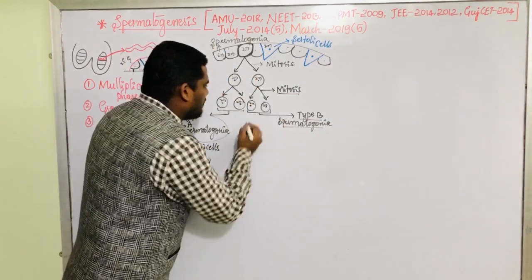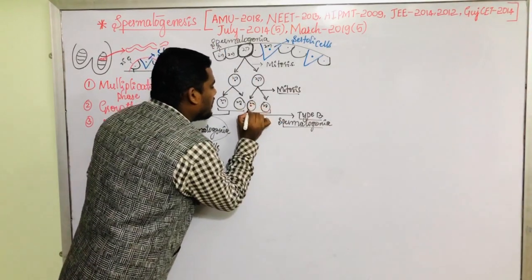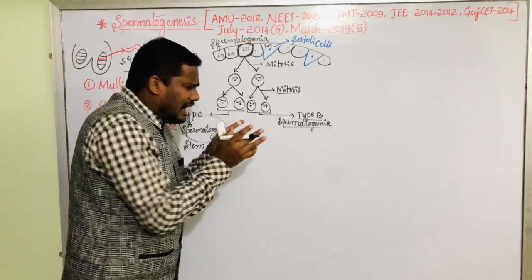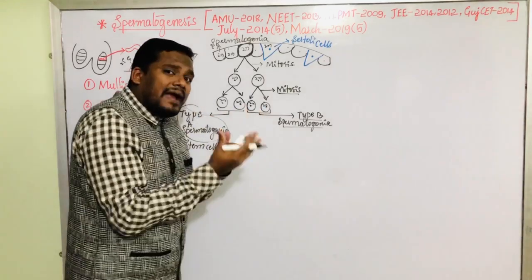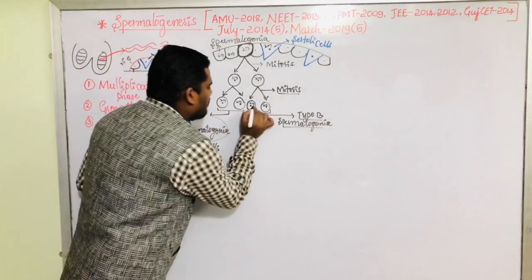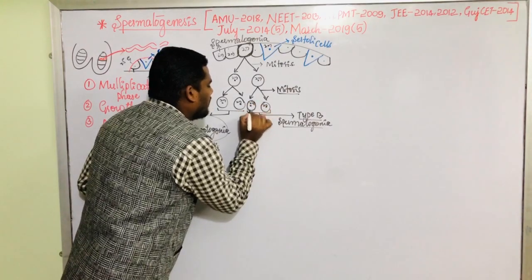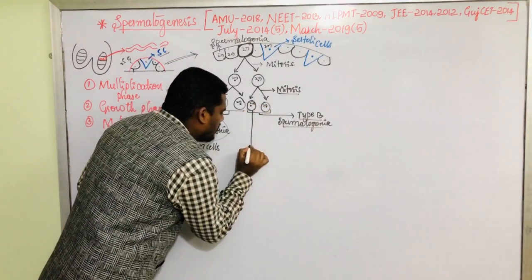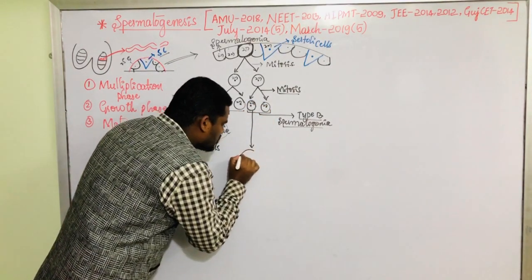What is the next step? Let us keep track of this cell only. Here 2 cells are formed, but I am tracking only 1 cell for my convenience, and for your convenience also. This cell enlarges in its size.